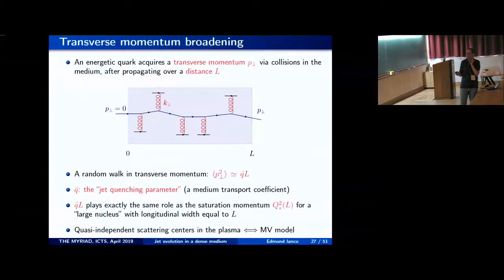Like in the case of the large nucleus, I will consider that the scattering centers here, which are the quarks and gluons in the plasma, are independent from each other, and then their distribution is dictated only by a two-point function, the distribution of the color charge of the particles. And because it's only a two-point function, it's exactly the same assumption as the MV model. So the MV model just applies here by definition. You know, there's no difference between independent color charges in a nucleus and independent color charges in a plasma. They're independent color charges, the two-point function.